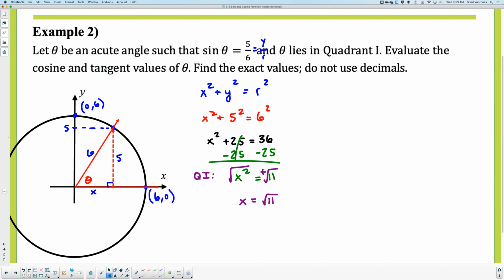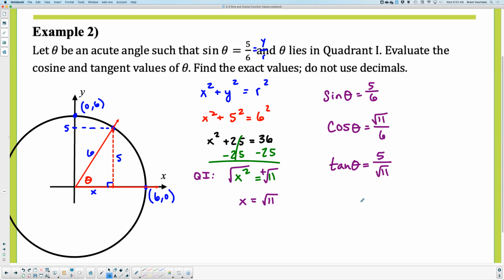And it says find cosine and tangent. We already know sine. Sine was given to us. It was 5 over 6. Sine is y. Cos is x. What's our x? Square root 11. And technically, it's not just x by itself. It's x divided by the radius. What's our radius? 6. Sine is y. Cos is x. Tangent is y over x, which means 5 over square root 11.